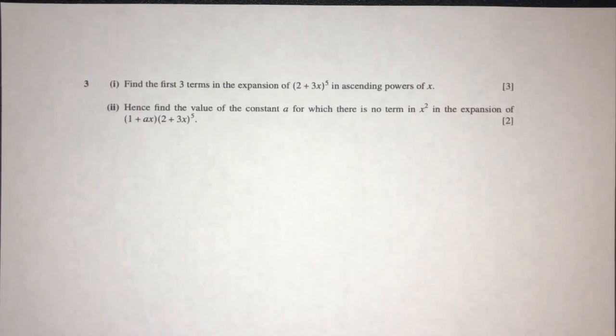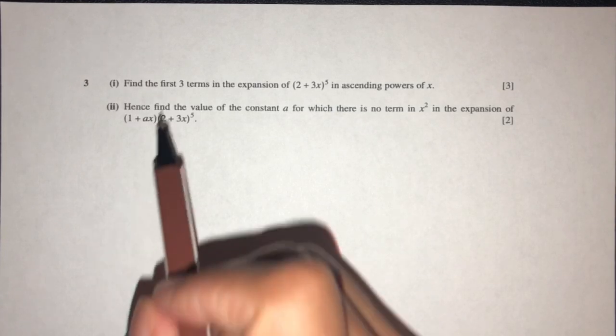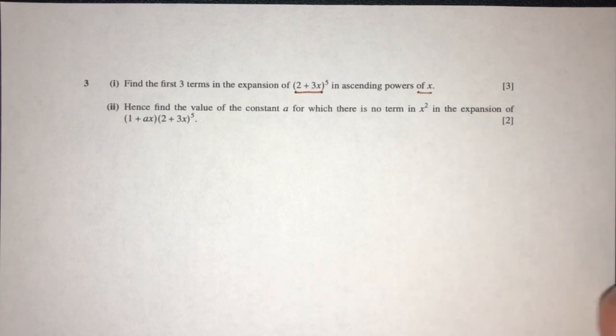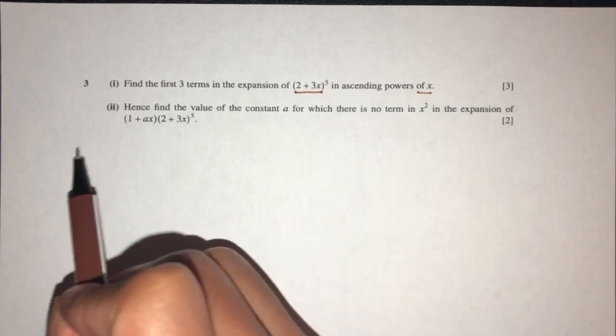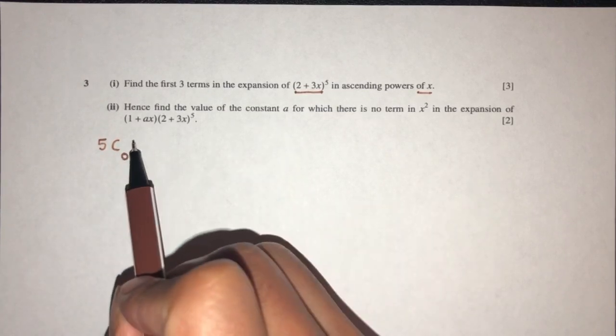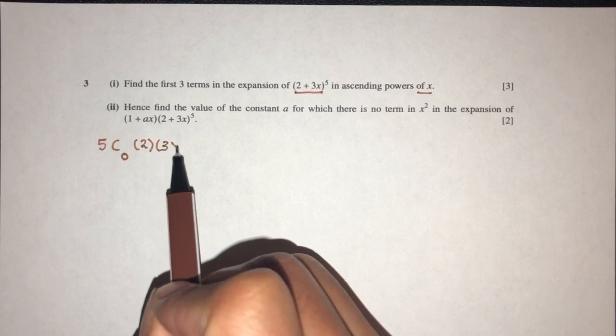Let's move on to the next question. Here we have to find the first three terms in this expansion in ascending powers of x. So pretty easy. The first term will be, here we have power 5, we're at 5 choose 0, that's the first term. And here we have 2, we're at 2. And here we have plus 3x, we're at 3x.